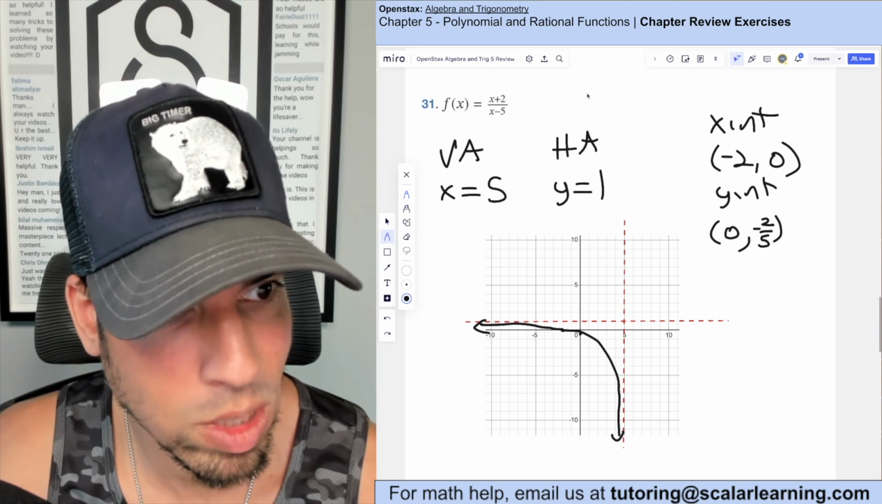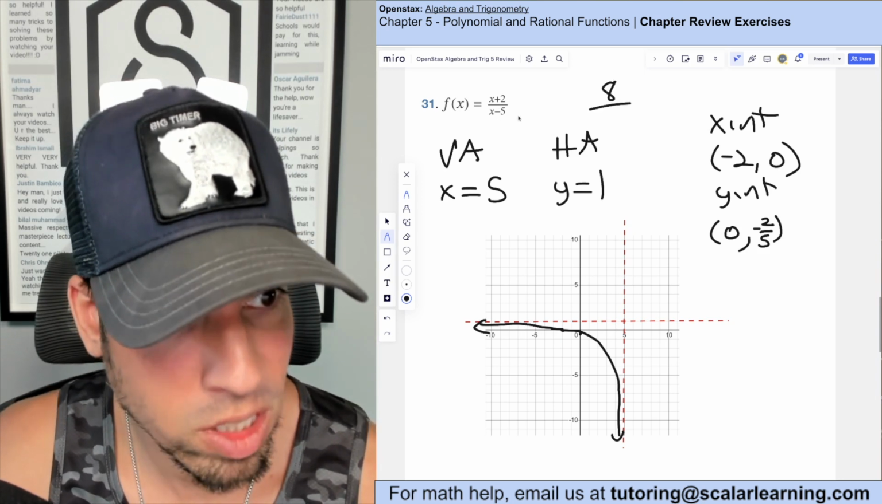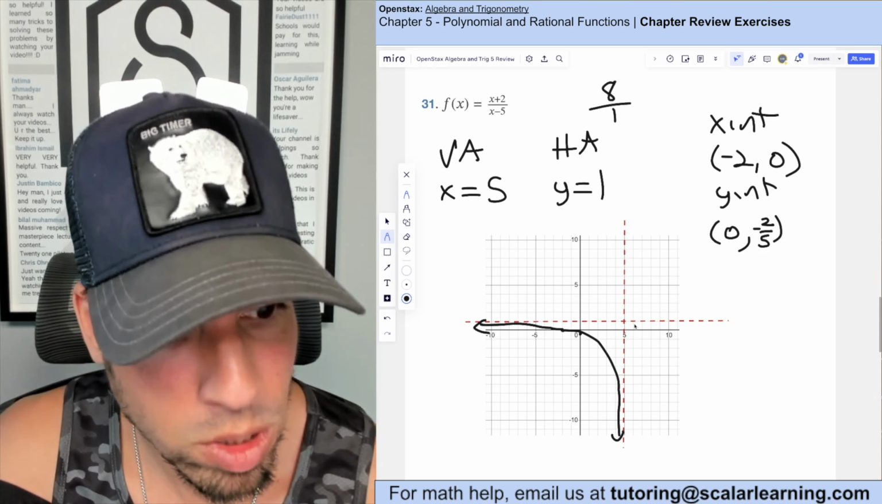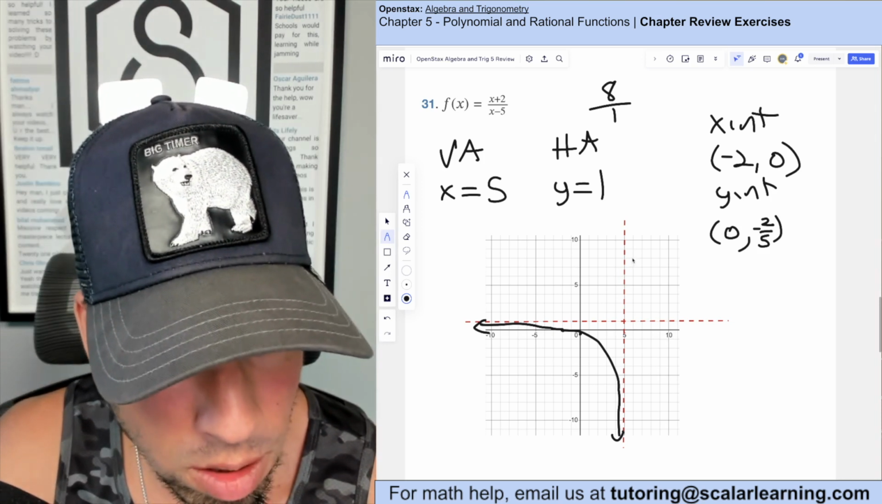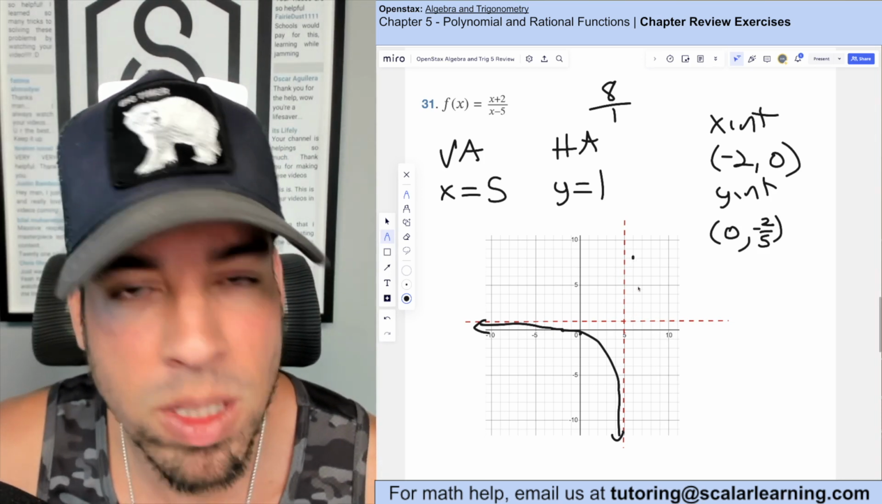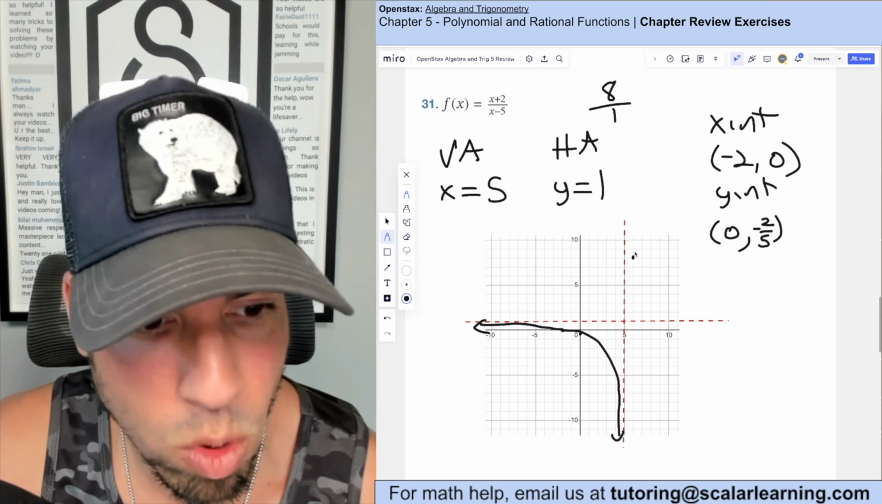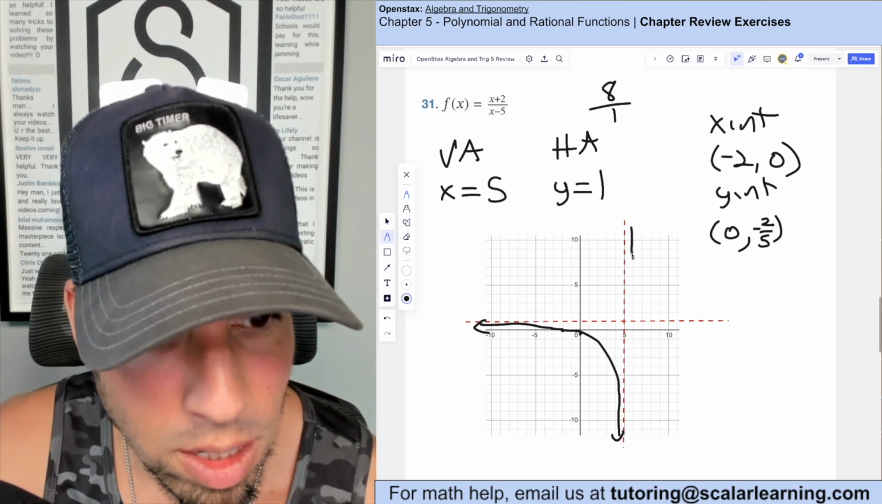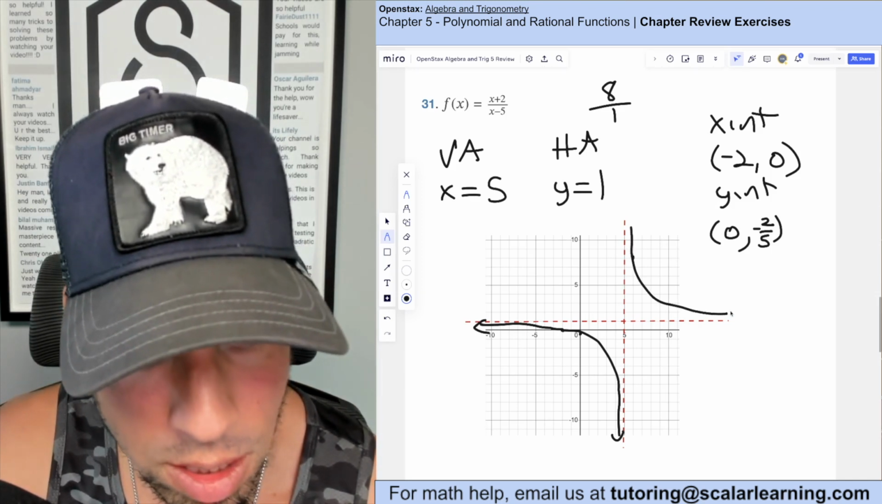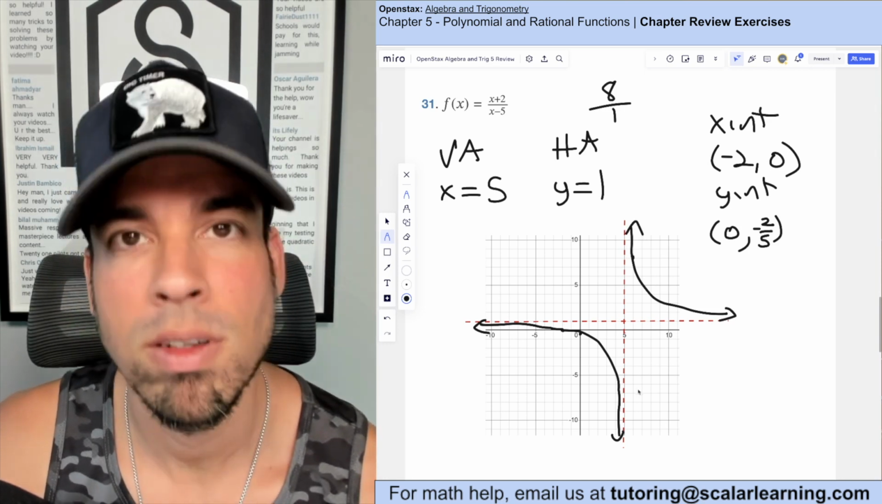So we plug in 6, we get 6 plus 2, which is 8, over 6 minus 5, which is 1. So we see that at 6, we have a point of 8. And that's probably good enough. You could plot a couple more points if you want, but this is good enough to say that it's likely going to look like this. So there's our graph. Done.